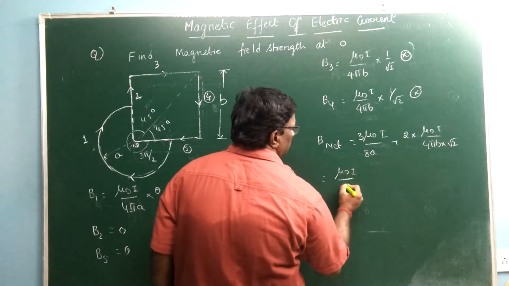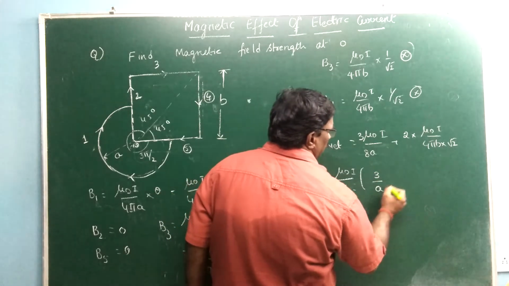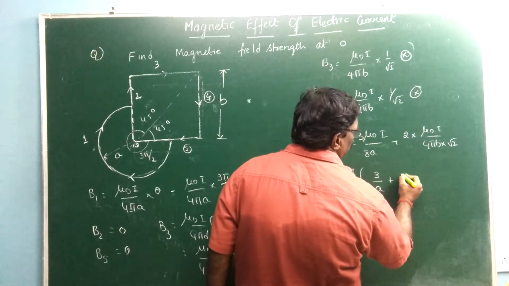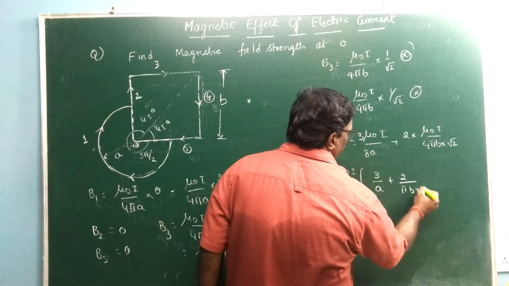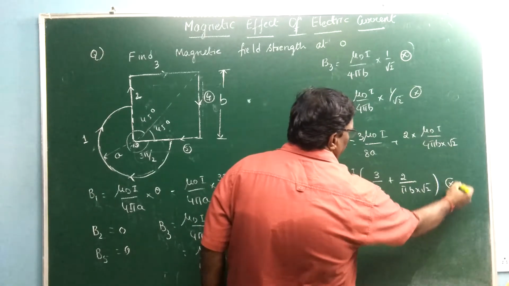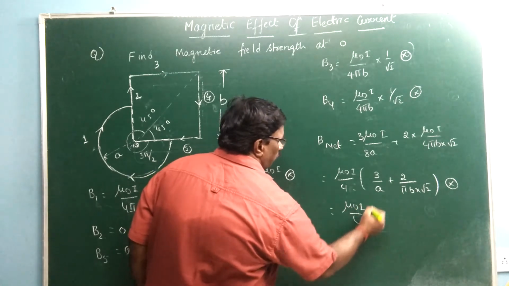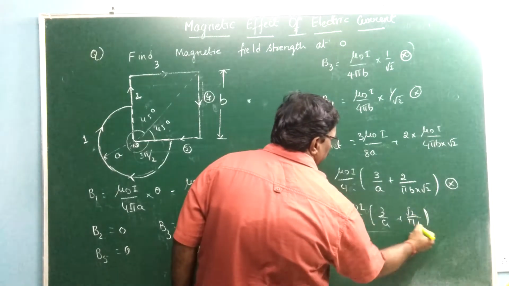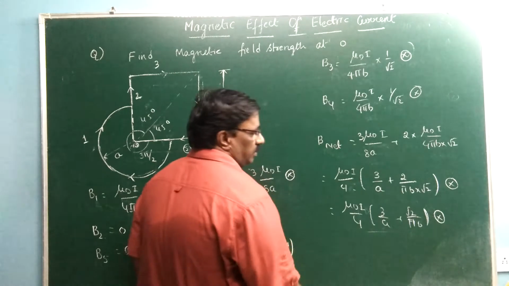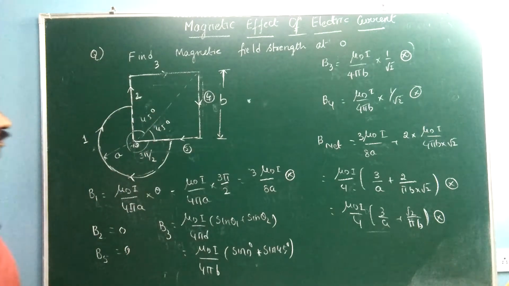Mu naught I by 4a I can take common, 3 by 4 I can take common, 3 by a plus 2 by pi b into root 2. Field is into. If you cancel root 2 also, what is the answer? Mu naught I by 4 into 3 by a plus root 2 by pi b. Direction into. This is the answer. Understood? That is the way to calculate.